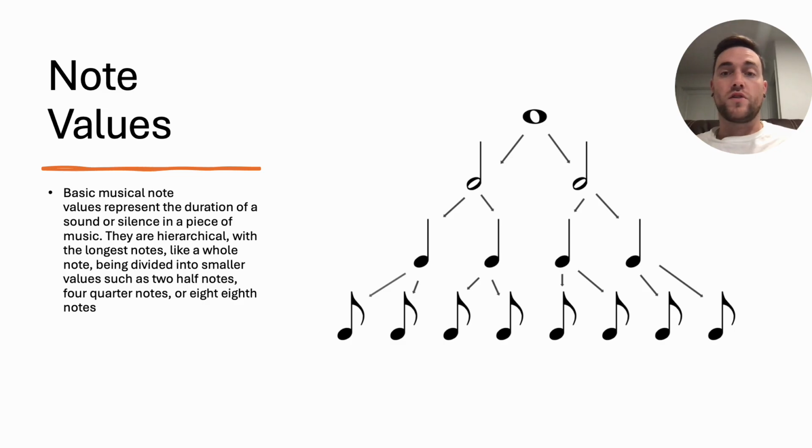They're in an order, as you can see here, starting from the very top. Right here, you have the whole note, and that is going to be the longest of the note values. As you can see, everything stems from that. So from the whole note, we go down and we have a half note. It takes two half notes to make up the whole note.